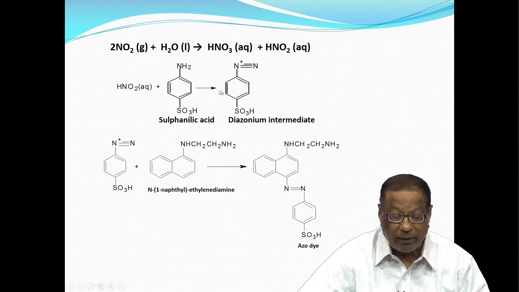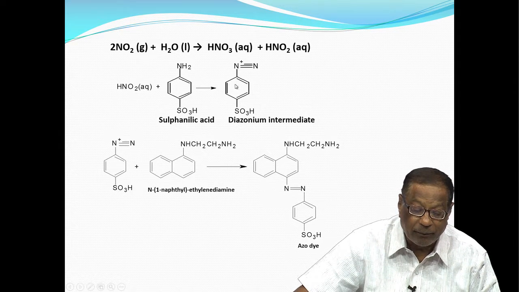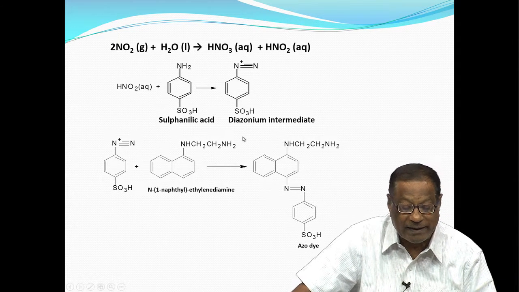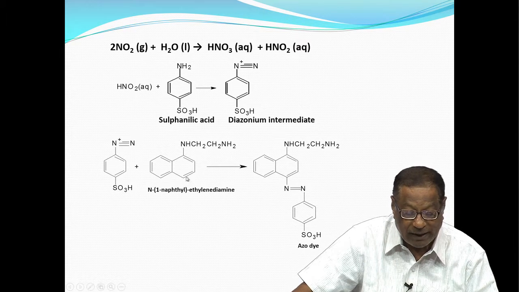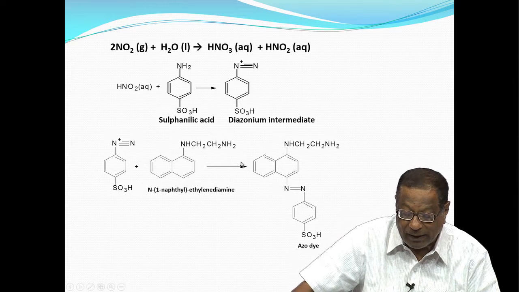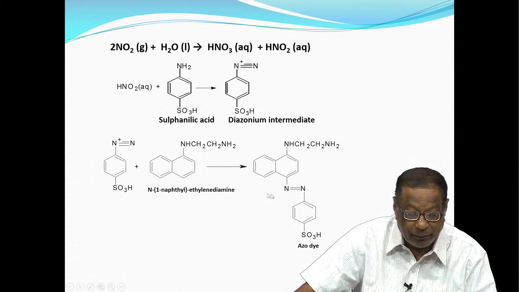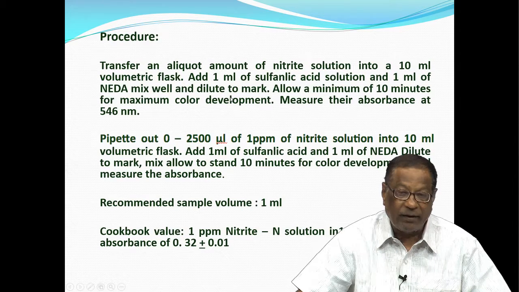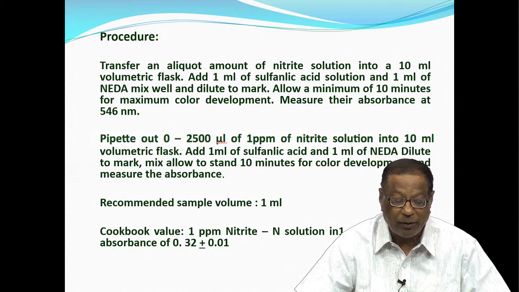The azo dye I am representing as N plus and N, and this is known as the diazonium intermediate, and this diazonium intermediate is reacted with N1-naphthylethylene diamine. That is simply an addition product, and the azo dye is formed. This azo dye is intense red in color, and you will have to measure the absorbance of this.